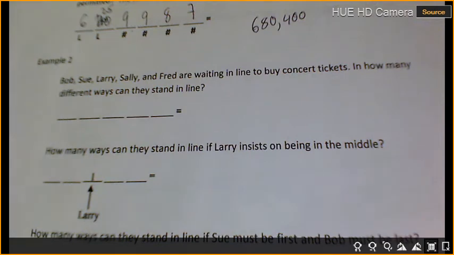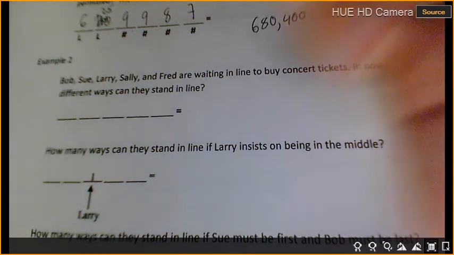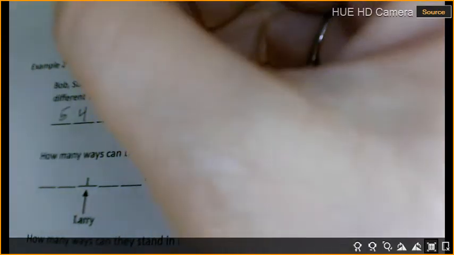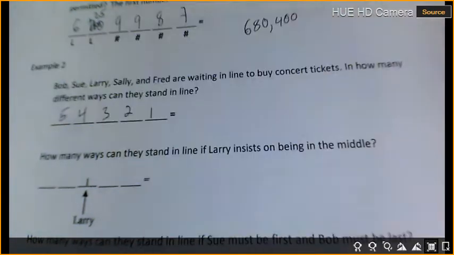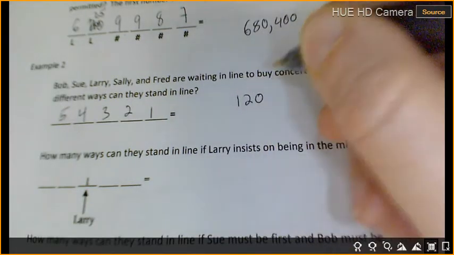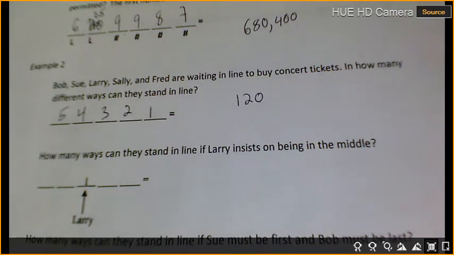So, there's 5 slots, right? How many possibilities are there for the first one? 5. Okay, now I've used 1 person, so how many possibilities are there for the second one? 4. Okay, so I've used 2 people. How many possibilities are there for the next one? 3. So 5, 4, 3, 2, 1. Now I'm just going to multiply them. 5 times 4 times 3 times 2 times 1 is, Josh, say it again. 120. It's just 120. Oh, because it's times 1, not plus 1. I added it. Okay.